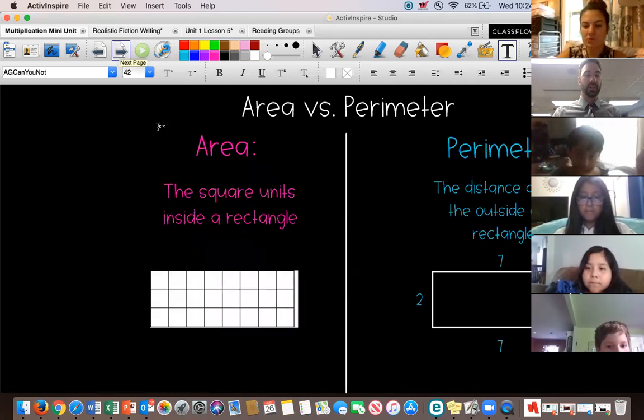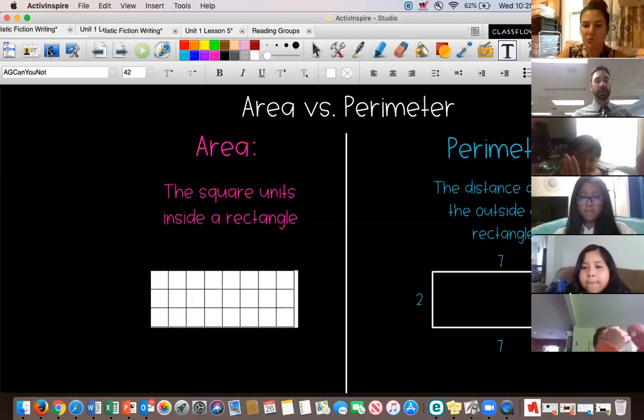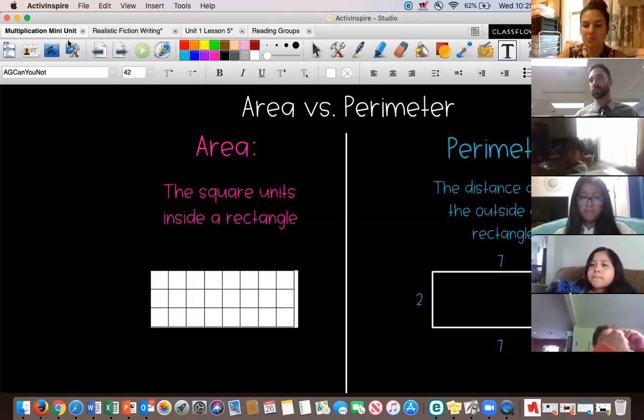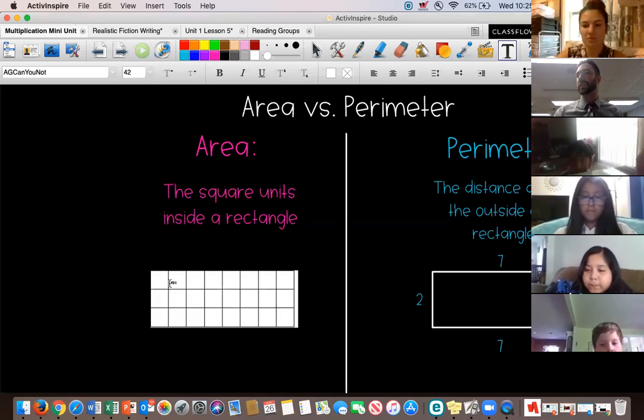We're going to look at just understanding first, what is the difference between area and perimeter? So area is the square units inside a rectangle. So when we're looking at a rectangle, we can count the squares. It's all those square units that we see on the actual inside of the rectangle. And perimeter is the distance around the outside of the rectangle.